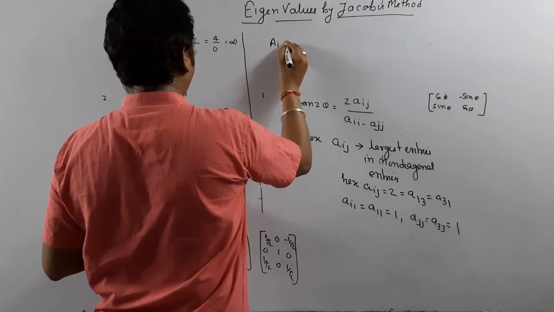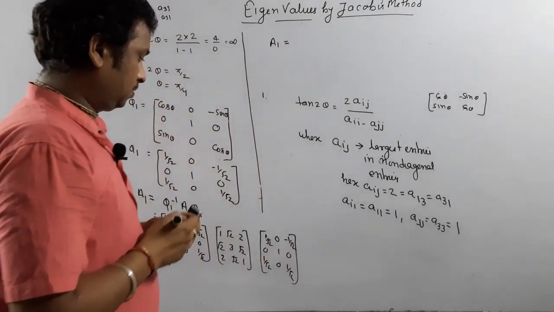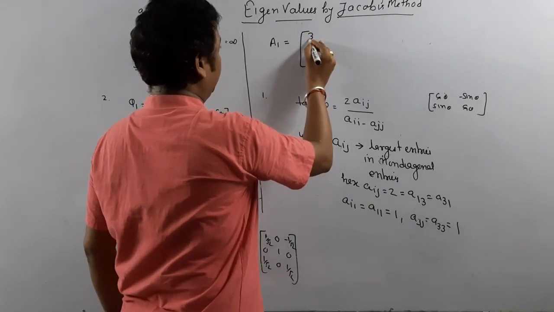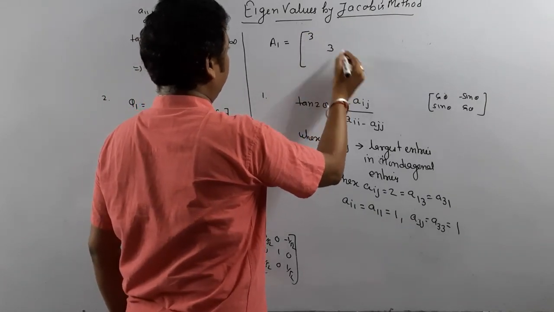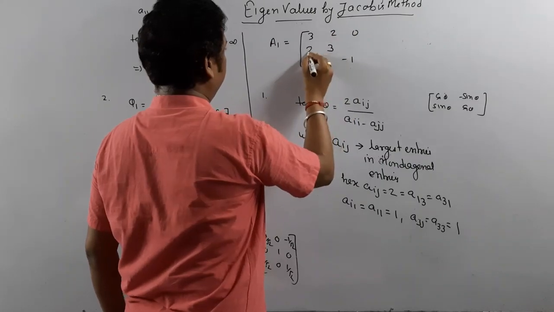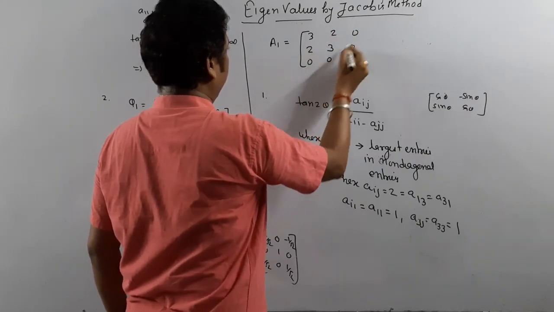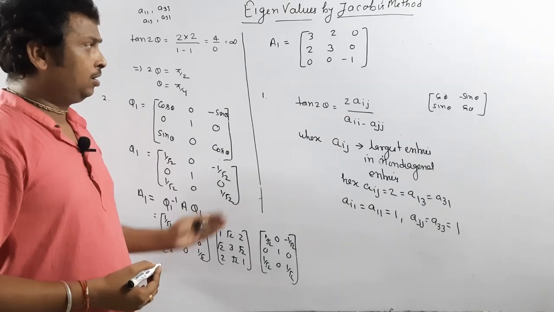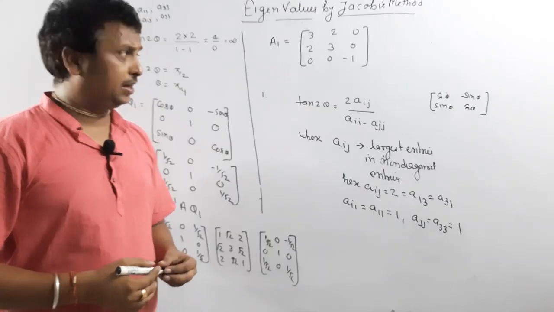A1 will come. So A1 will come: 3, 3, minus 1, 2, 0, 0, 0. How did I get this one? I just multiplied all of this. You can also do it easily.